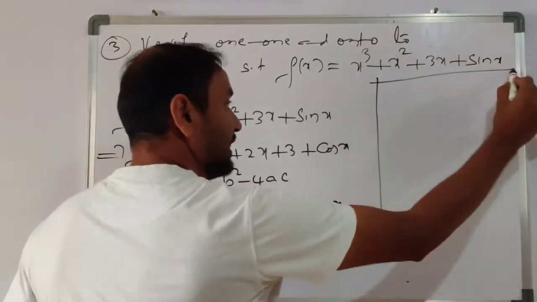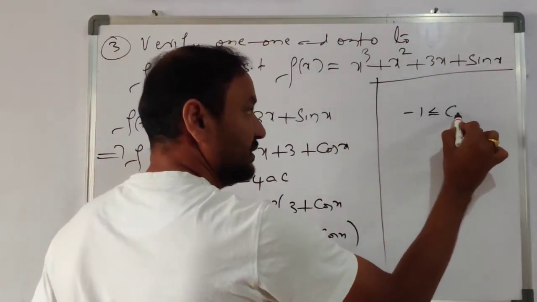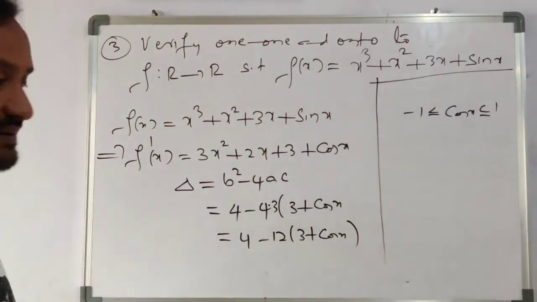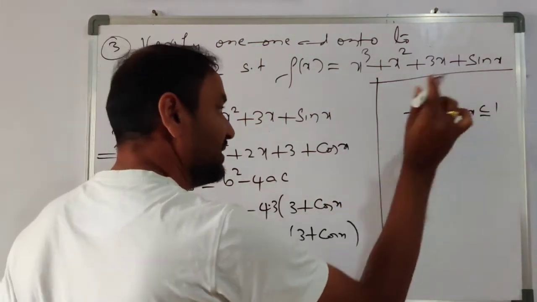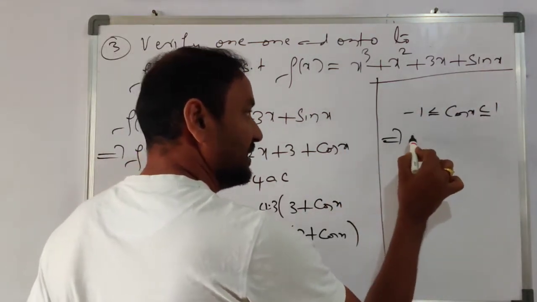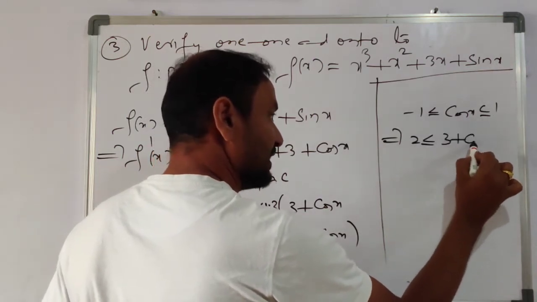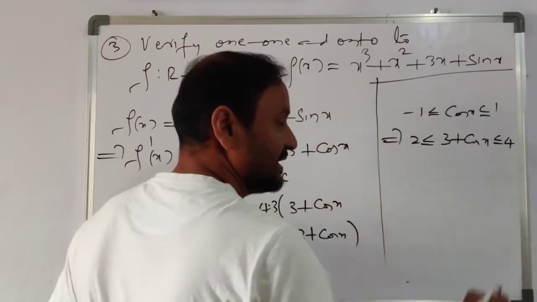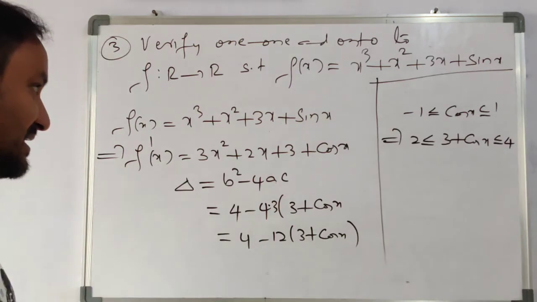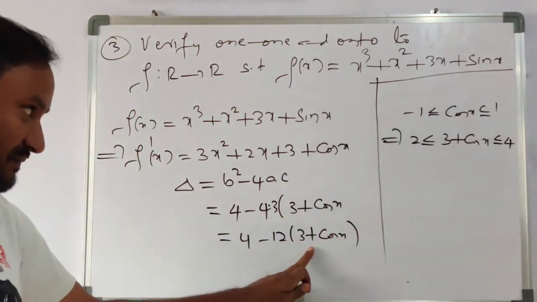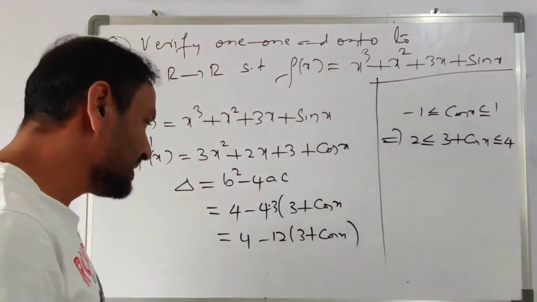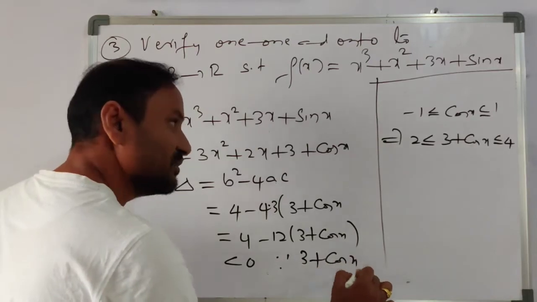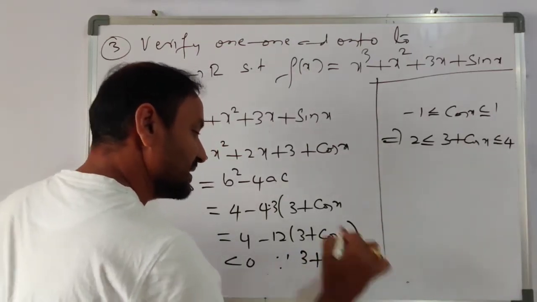We know that cos x lies between minus 1 and plus 1. Cos x maximum value is 1, minimum value is minus 1. That means it lies between minus 1 and plus 1. Add 3 on both sides: 2 is less than or equal to 3 plus cos x, which is less than or equal to 4. That means 3 plus cos x is always positive. Since 3 plus cos x lies between 2 and 4, it is always greater than 0, which makes delta less than 0.